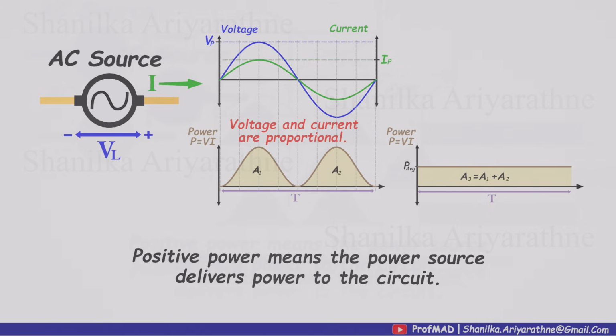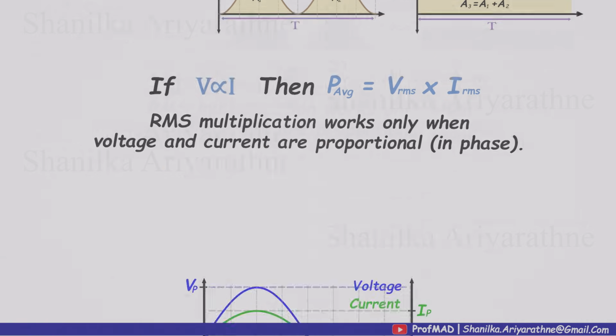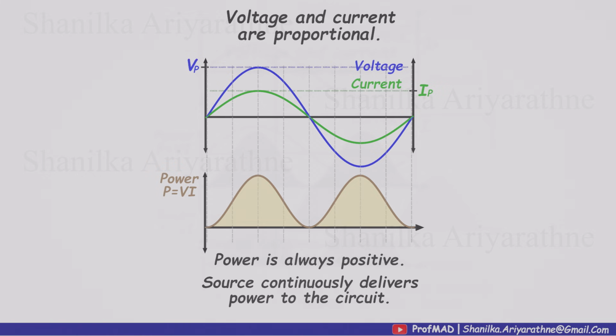And here's the key idea. When voltage and current are in phase, the real power equals VRMS times IRMS. So multiplying VRMS by IRMS only gives the correct real power when voltage and current are always proportional, meaning they are in phase. Now, we know that when voltage and current are proportional, the power is always positive, and the source continuously delivers energy to the circuit.